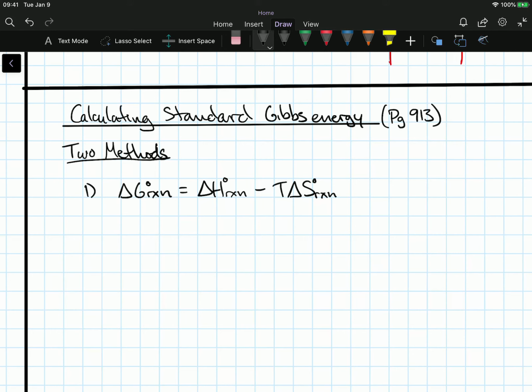And what we do with these is we can calculate the standard enthalpy of reaction by looking up these enthalpy values in the back of the textbook. And this looks like the sum of the molar coefficients times the standard enthalpy of formation for the products minus the sum of the molar coefficients times the standard enthalpy of formation for the reactants.